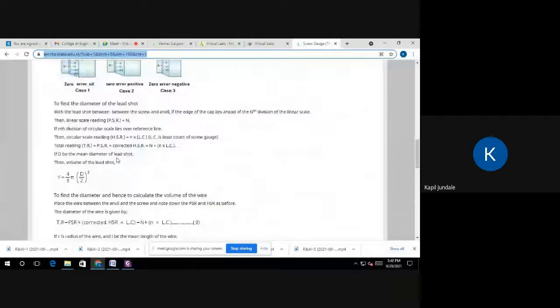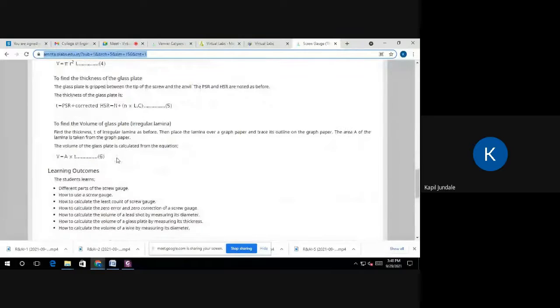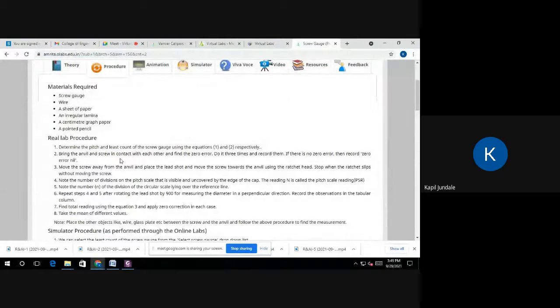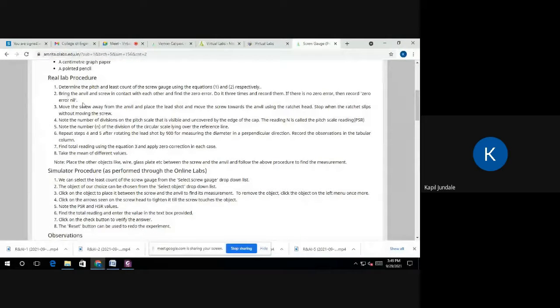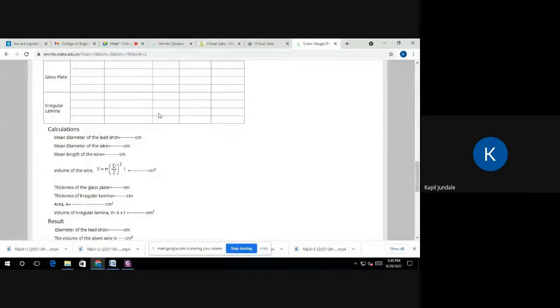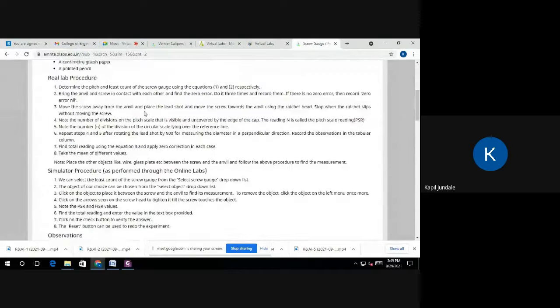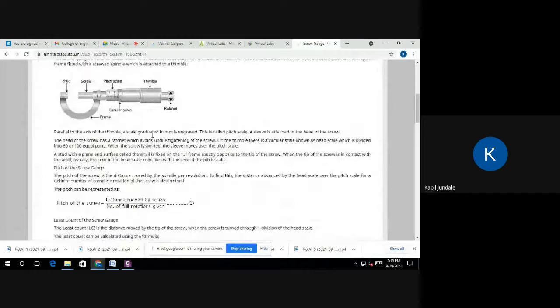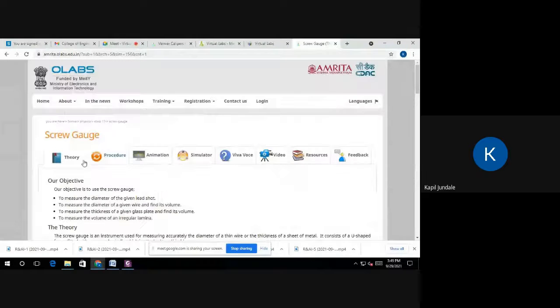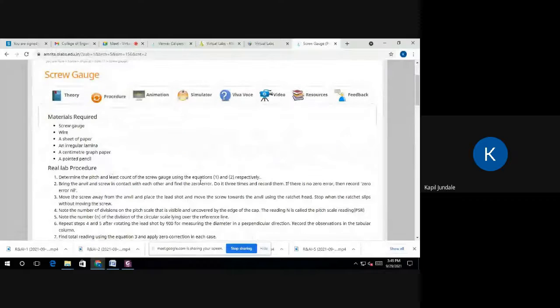Okay, you can go through it. The theory is given. Next, the procedure. I will read that procedure. Determine the pitch and the least count of the screw gauge using equations 1 and 2 respectively. Now we have to find out where equations 1 and 2 are. Might be in the theory. With the help of these two equations we can find out the least count. We will find the least count. Bring the anvil.